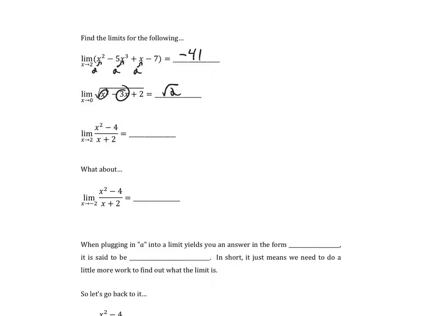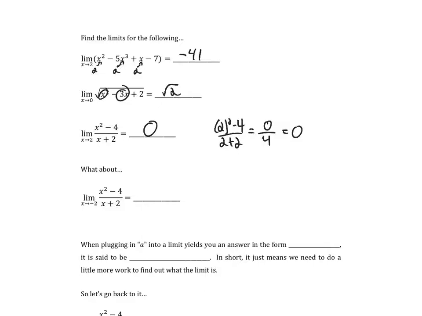Okay, so hopefully you paused the video. For the third one, I'm going to plug in 2, so I get 2 squared minus 4 over 2 plus 2. I get 0 up top, because 4 minus 4 is 0. 2 plus 2 is 4. So I get 0 over 4 or 0. So the limit is 0. Okay, the limit is 0 there.